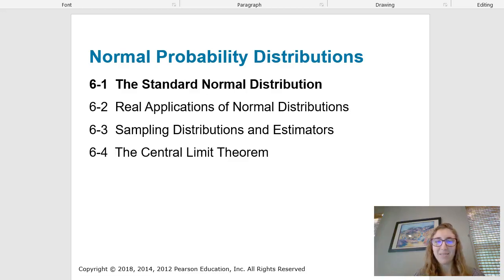Alrighty, y'all. Welcome to Chapter 6 here. We are starting with our first section. So we're going to be talking mostly about our standard normal distribution.